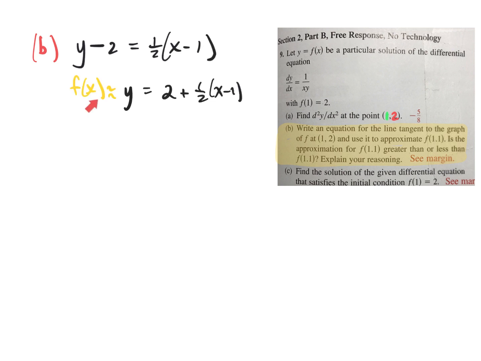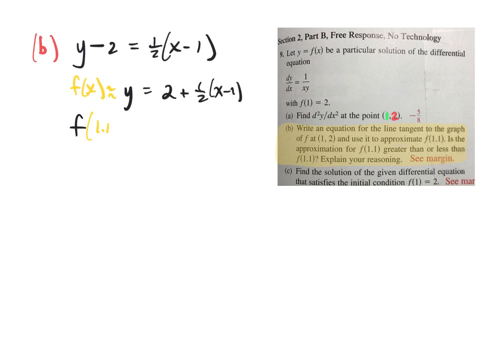is y minus the y value of that point equals the slope times x minus the x value of that point. All right, so this tangent line, y equals 2 plus etc., is an approximation of our function when we are near the point x equals 1 and y equals 2. So we can make an estimate near x equals 1. They're asking us to do this estimate.